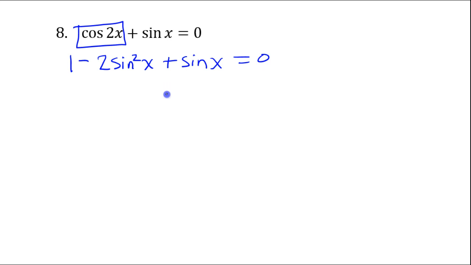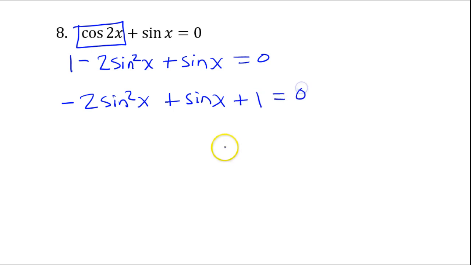The only thing I'm hesitating about is I see that my leading coefficient is negative. Let me write this in the proper order. So right now I have negative 2 sine squared x plus sine x, and then I have this plus 1. I just moved this over to the end. I don't like to factor when the leading coefficient is negative.